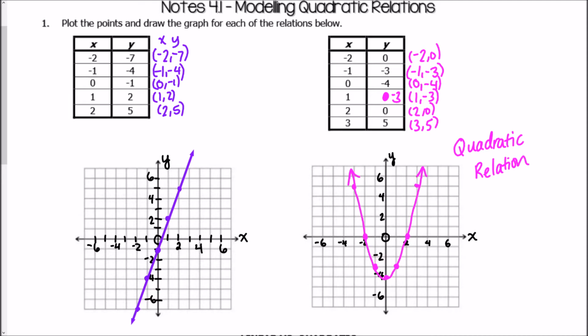Okay, so anytime it looks like a U, it means that we have a quadratic relation. It could also be an upside down U as well. This one, the one done in purple, is called a linear relation, and it's a linear relation because it is a line, and that's what the first 4 letters of linear spell out.